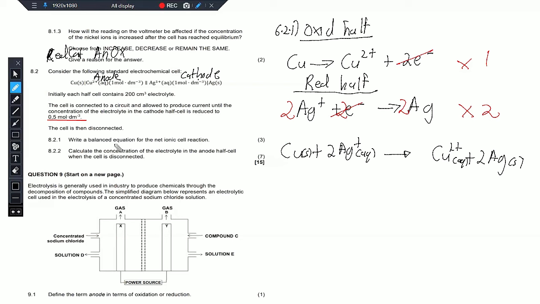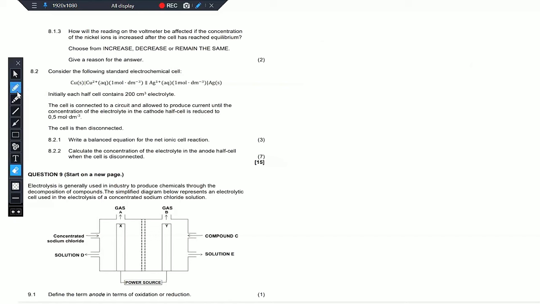Then 8.2.2 says, calculate the concentration of the electrolyte in the anode half cell when the cell is disconnected. I have to say, when I saw a calculation question of this nature in your galvanic cell, I was also alarmed, right? So this is very unusual. No past paper could have prepared you for this misery here. Then, calculate the concentration of the electrolyte in the anode half cell when the cell is disconnected. So, okay, this is for 7 marks, right?